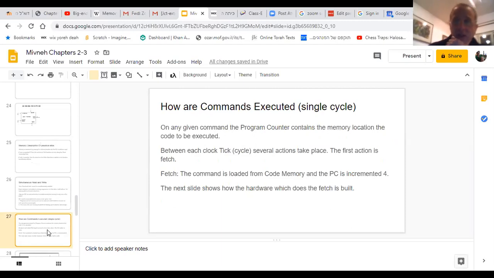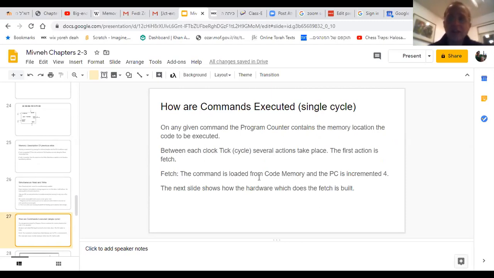Now, how are commands executed? Single cycle. Now we're going deeper into the question of how the computer works. On any given command, the program counter contains the memory location of the code to be executed. It points to some line of code. Between each clock tick, which we call a cycle, several actions take place. The first action is called fetch. I don't know if you have to remember these names, but this is the classic name.